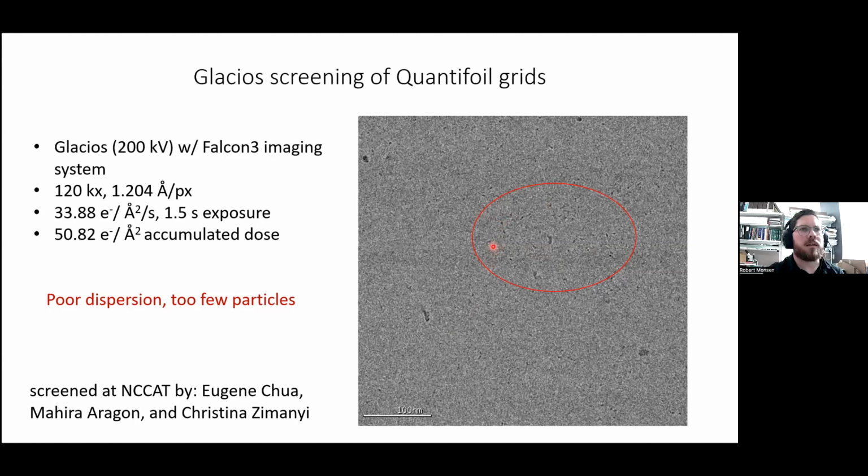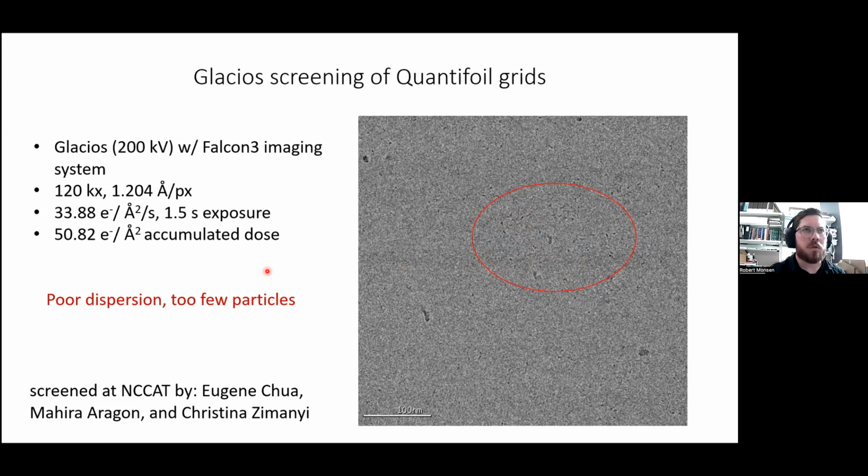And it was also my first time clipping and everything, so a lot of mangled grids as well, which were my fault. But during this whole process of Glacios screening and imaging and trying different concentrations, we found that realistically all I needed to do was clip properly and increase the concentration to about 5 to 10 times what we were initially using.